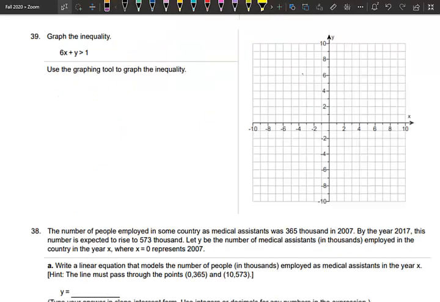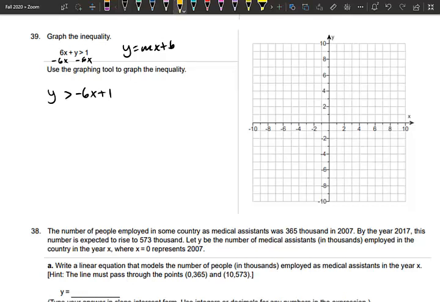We're going to graph the inequality. So we're going to use the graphing tool to graph the inequality. To graph, we need to get it into y equals mx plus b. So we just need to get y by itself. So we're going to subtract 6x from both sides. And when we do, we have y is greater than negative 6x plus 1.